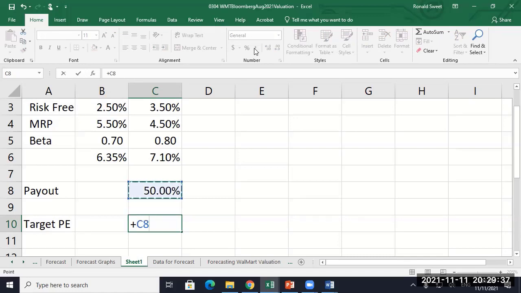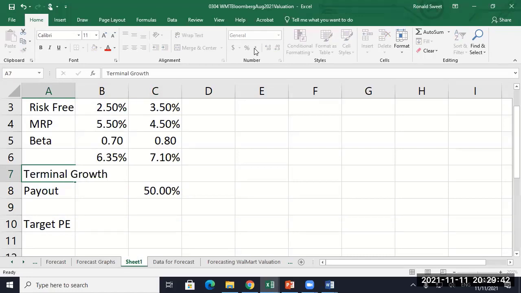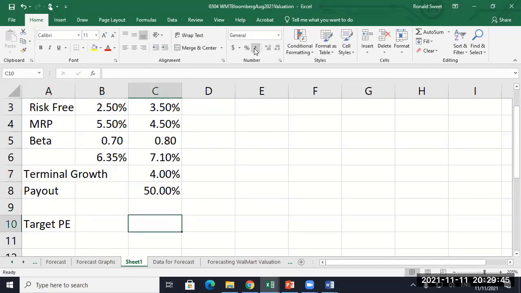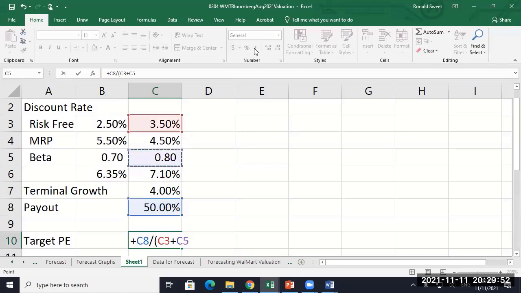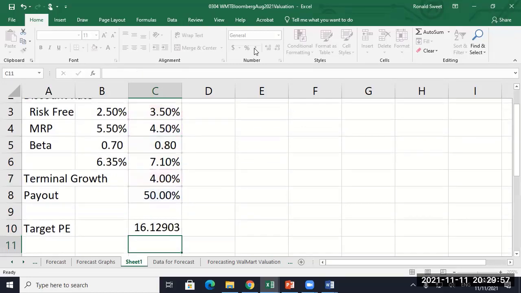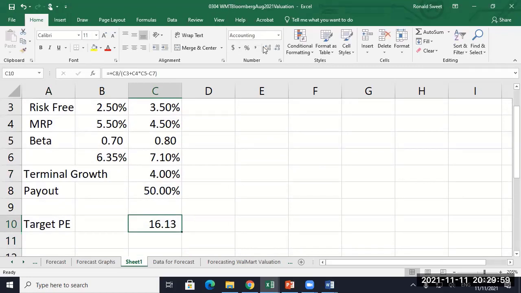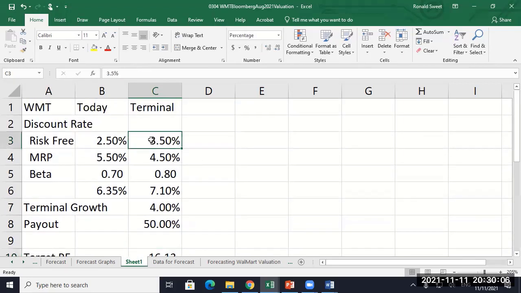Target PE. So y'all remember the formula? Payout. I've got to get my terminal growth. What was my terminal growth? 4%. Payout divided by risk-free rate, market risk premium, beta. Obviously, I could have just done the KE. My ultimate PE ratio was 16.3. That seems reasonable, doesn't it? If interest rates are 3.5%, PE ratios would be much lower. That makes a lot of sense.